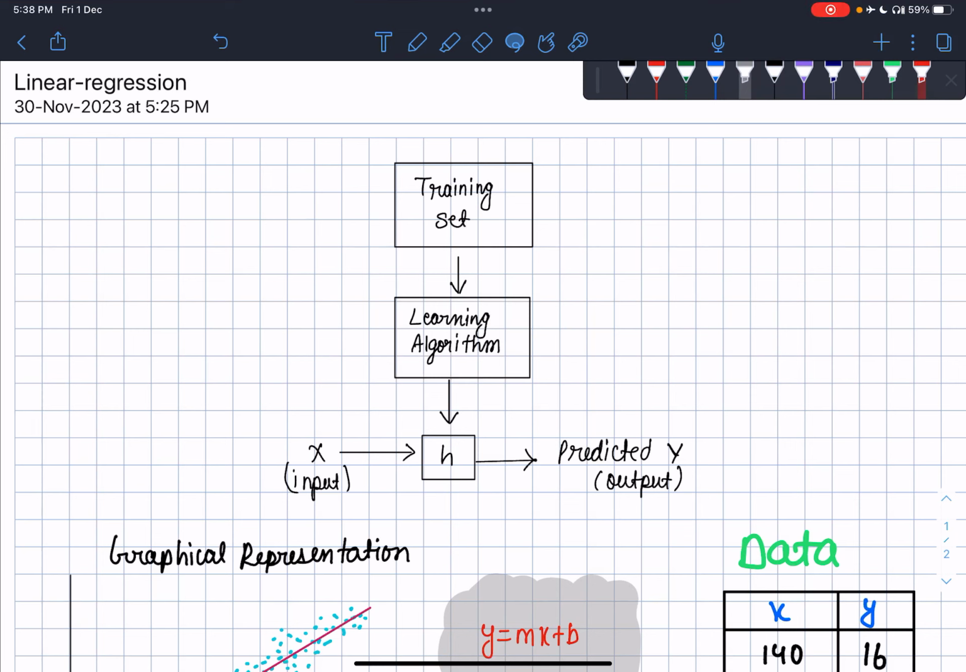Okay, so from today we'll be starting linear regression, which is a very, literally very vast topic. So we'll be starting in some parts. The first talk is about the basics of linear regression. What do we actually do in this?